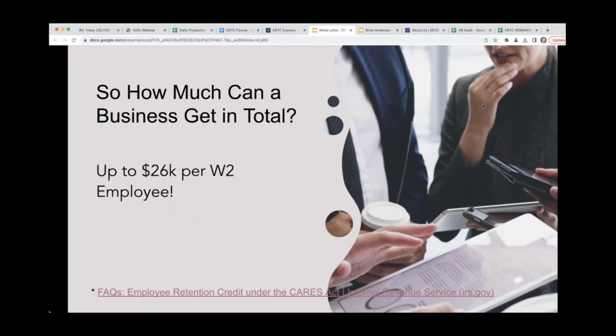Okay. So how much money can a business get? There you go. Up to $26,000. That does not mean, notice those secret bad words, up to. That means they might get 26. It's more than likely they're going to get less, right? Let's just keep it real. More than likely they'll get less.